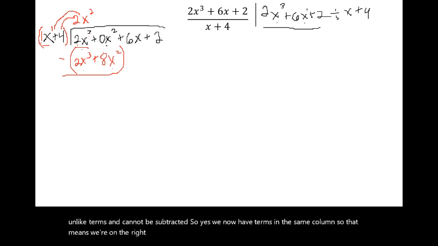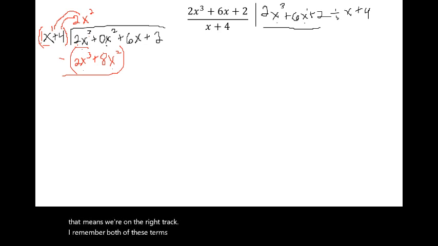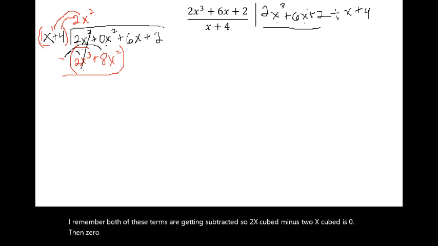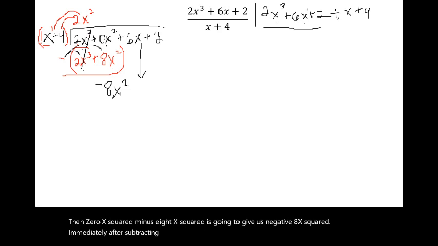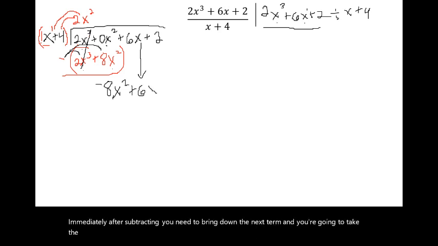Now remember, both of these terms are getting subtracted. So 2x cubed minus 2x cubed is 0. Then 0x squared minus 8x squared is going to give us negative 8x squared. Immediately after subtracting, you need to bring down the next term, and you're going to take the plus sign with it. So I'm immediately going to bring down the plus 6x, and then I'm going to go through that process again.